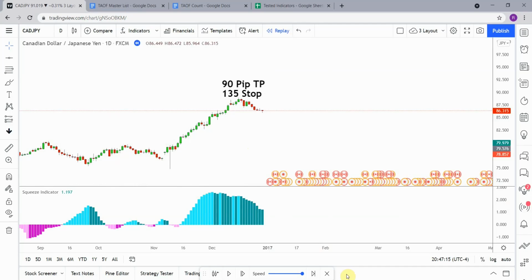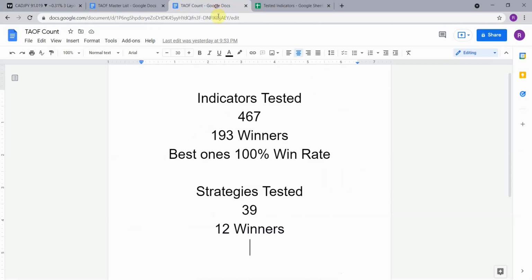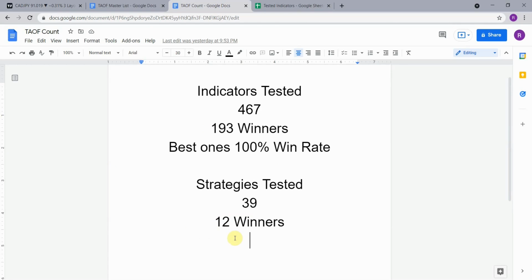Alright, as I said, today we will be testing the squeeze indicator. Before we do though, I wanted to put the testing scoreboard up for everyone to see. So to date, we have tested a total of 39 different strategies, with 12 of them being winners. We have also tested a total of 467 indicators, with 193 of them being winners. The best ones so far were able to achieve a 100% win rate.